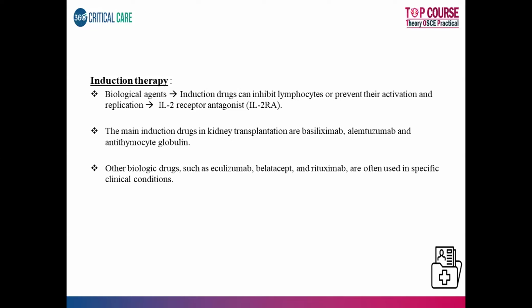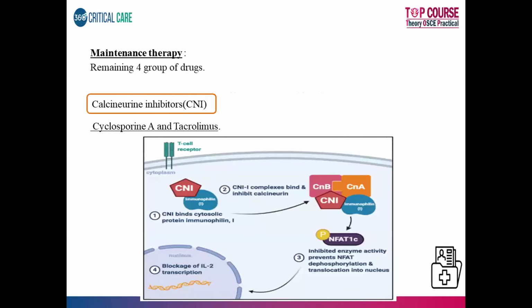If there is a graft failure or so, I'm not going to discuss it in detail, but at least you should remember that the biological agents are used for induction therapy, and the most commonly used are basically the IL-2 receptor antagonist and the ATG. Now next comes the maintenance therapy, where you use the other remaining 4 groups of drugs. In that, the first one is the calcineurin inhibitors. So what does this calcineurin inhibitors include? The TAC A and B. Okay, just a second.